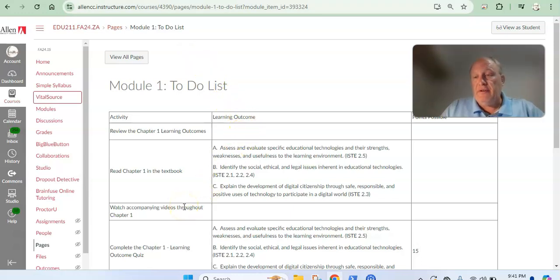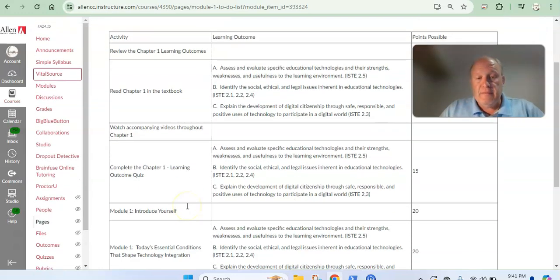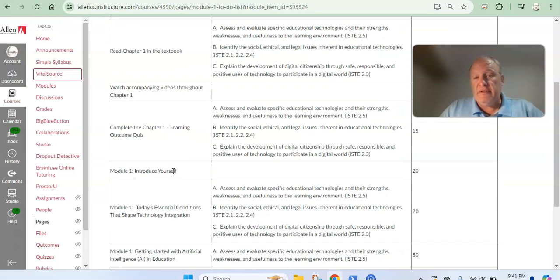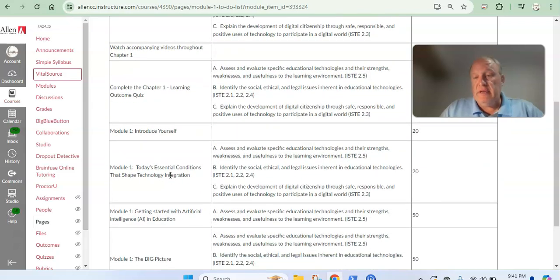Throughout the chapter, as you read it, there'll be videos. Please make sure you watch those videos. There'll be a quiz over the chapter that you can take. You can take as many times as you want. And then you'll have a couple of discussion boards. One says Introduce Yourself, and the other is Conditions of Technology.